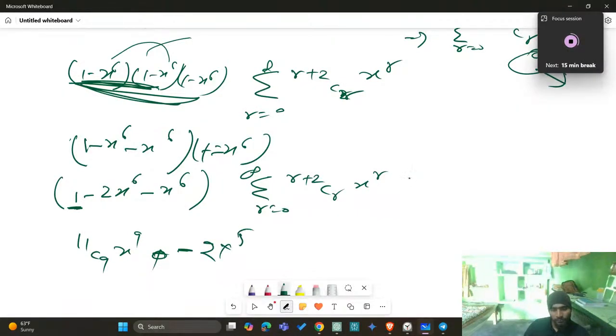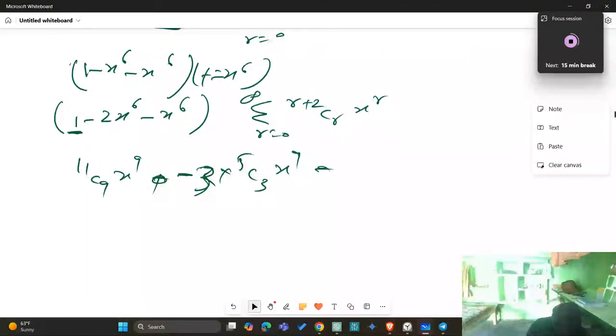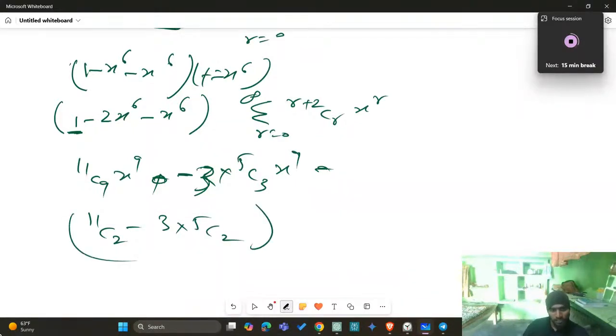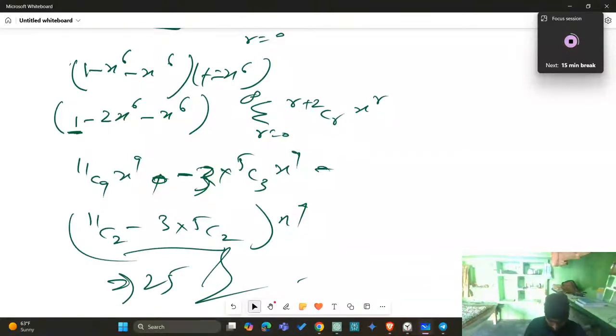So it will become 5C3 x to the power 9 minus this x power 6 already. This is 3 of this, so this is the value. For x to the power 9, we take forward 3 into minus 3 into 5C2 x to the power 9. This is the coefficient, right? 3 into 5C2, so it will come across as 25. 25 is the answer.